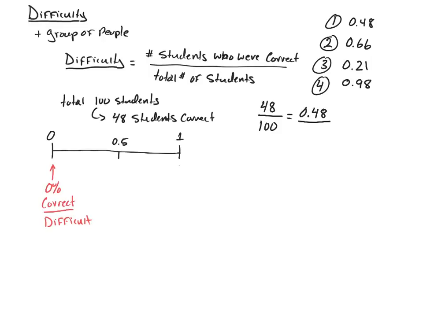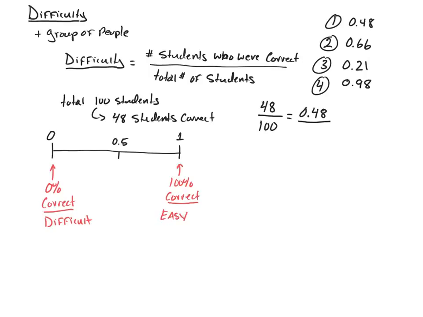And then a difficulty of 1 would mean that 100% of the students answered that item correctly. Well, what does that mean? That's a ridiculously easy item, right? So that's very easy.